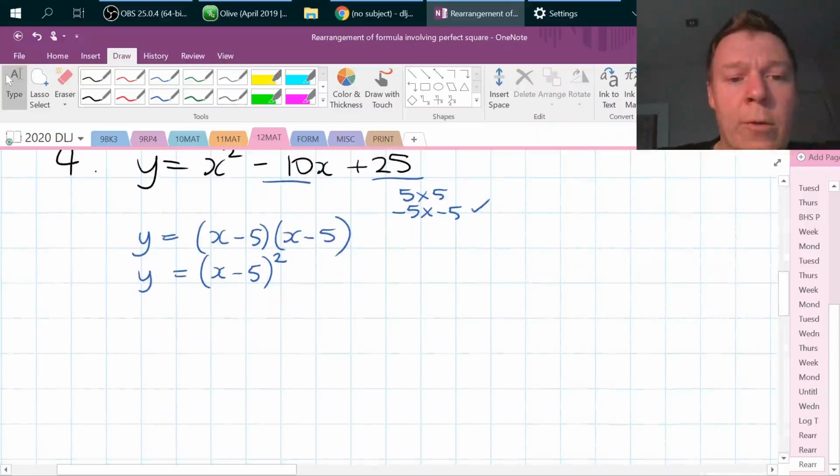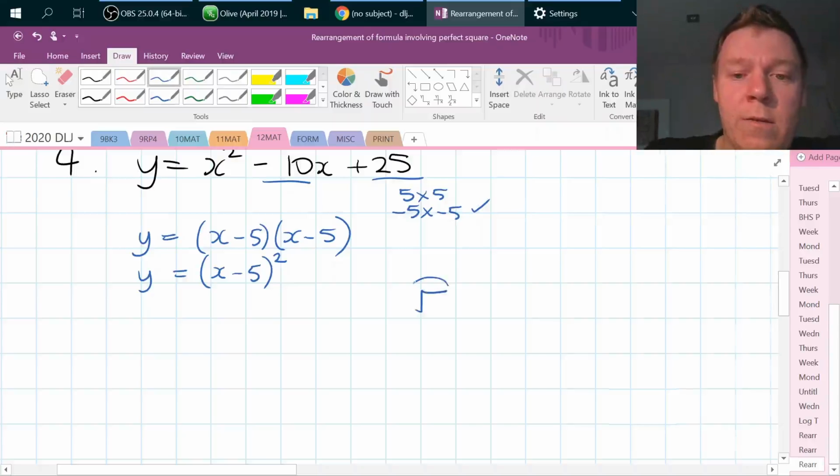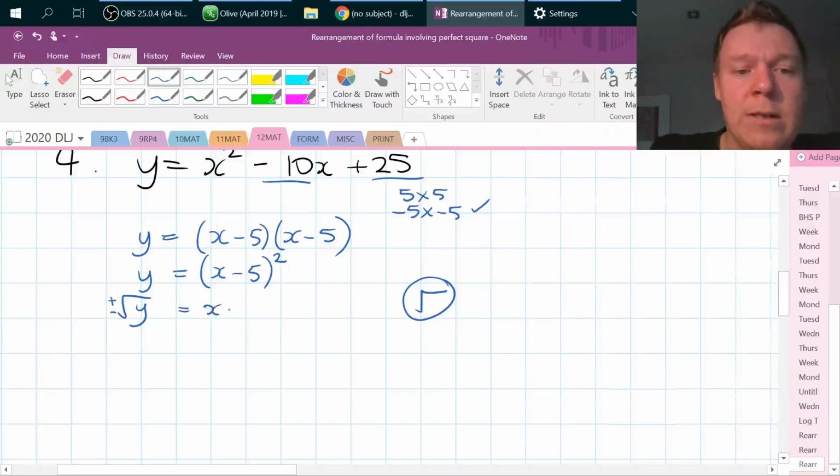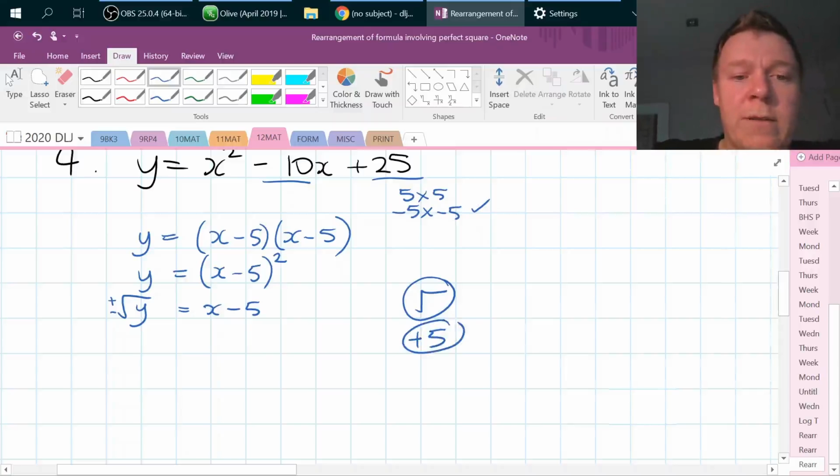Okay, now we want to take the square root of both sides, so we're going to end up with square root y, plus or minus square root y, equals x minus 5. The next step would be to add 5 to both sides, or effectively take away that minus 5 and put it on the other side. So let's do that. Plus or minus square root y plus 5 equals x.